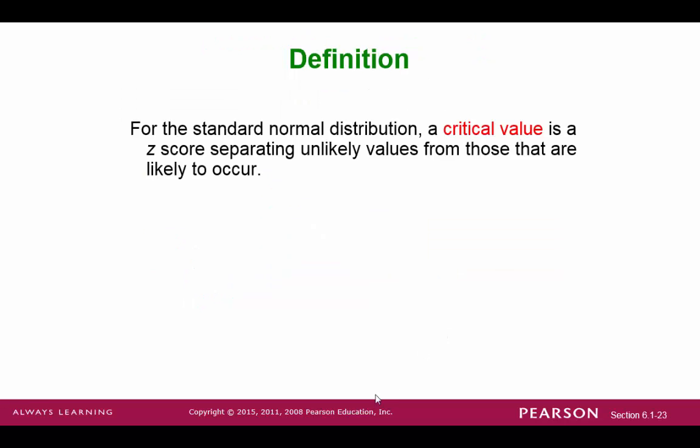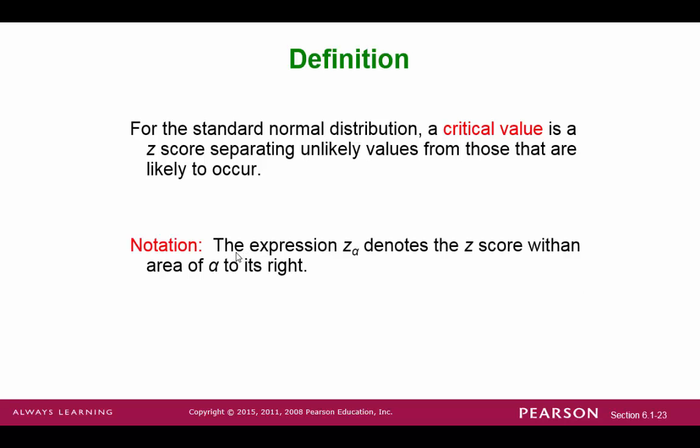Okay, let's look at a definition. For a standard normal distribution, a critical value is a z-score that separates unlikely values from those that are likely to occur. So we will be using these ideas of likely and unlikely values in inferential statistics. The notation we'll use is z sub alpha, where z is the z-score, and alpha is the area to its right.